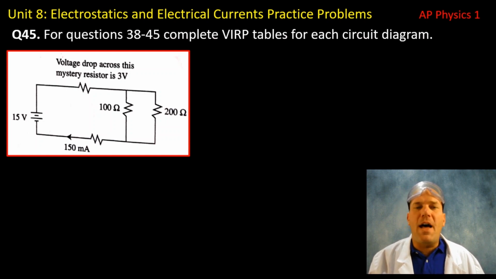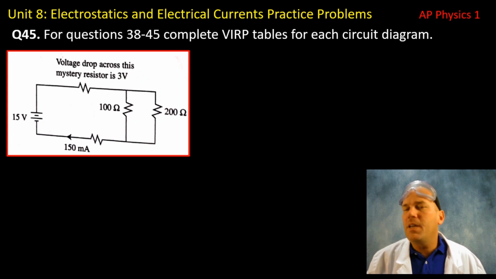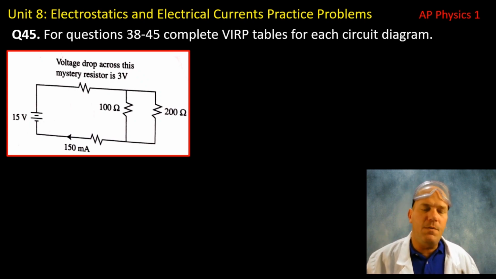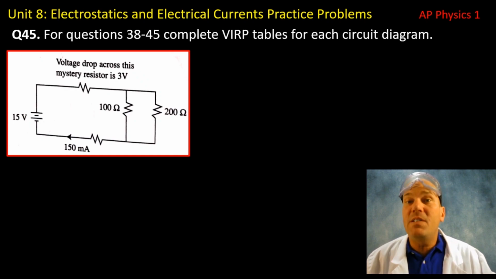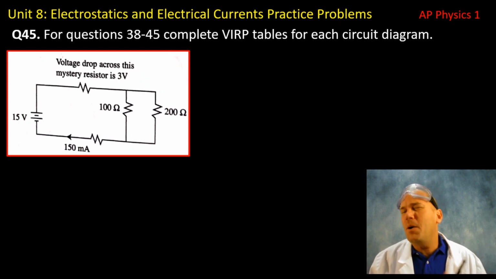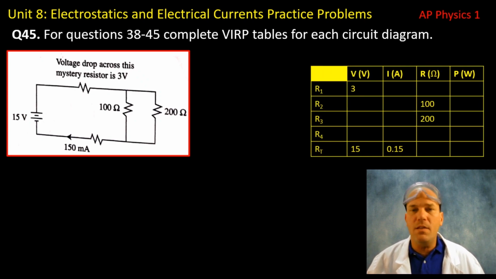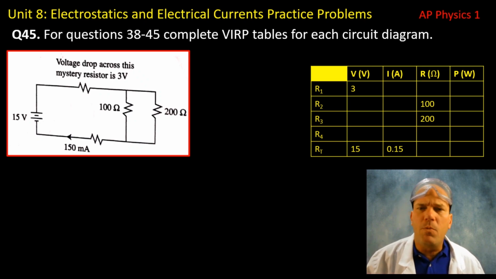Question 45, we have a circuit here, and we're given, at one location, the current flowing through it, and we have a mystery resistor. This is going to be fun. But we're given the voltage drop, or potential difference, across the mystery resistor. Let's do what we always do. Start with the VERP table and start with what we know.